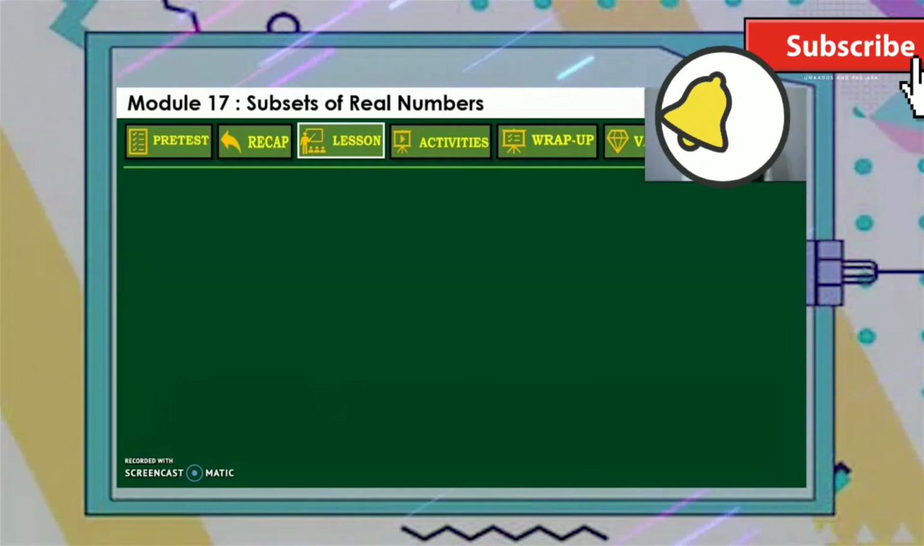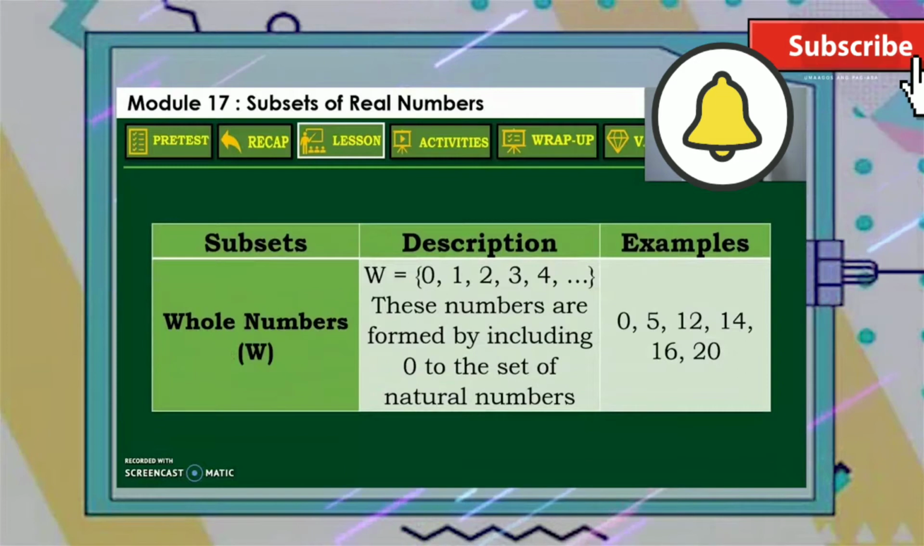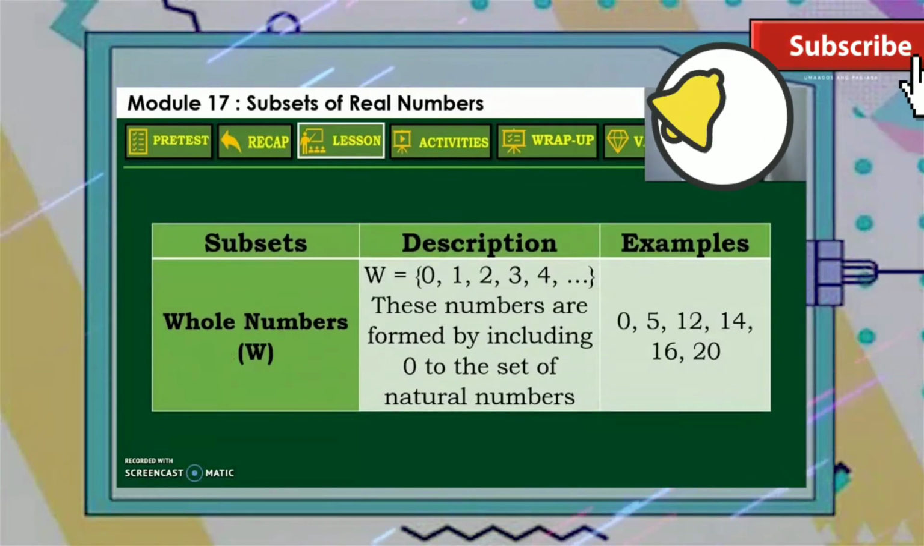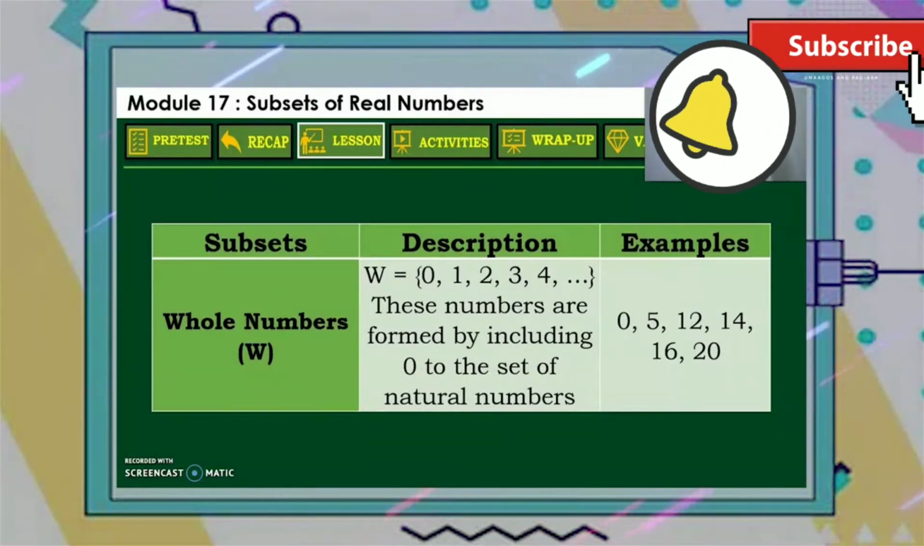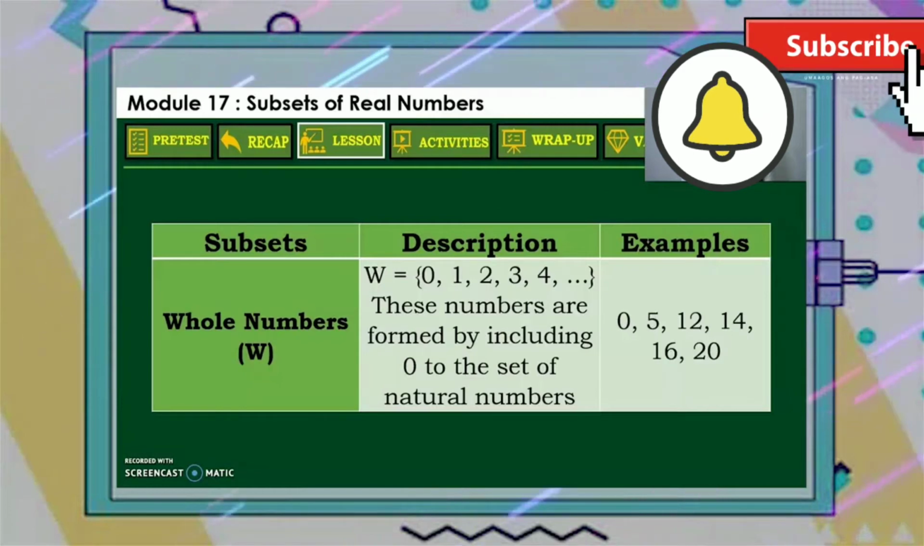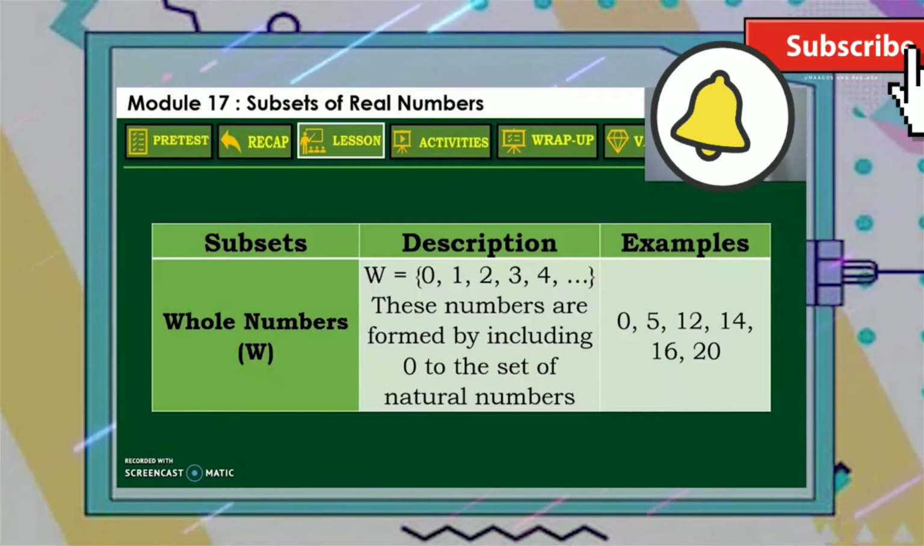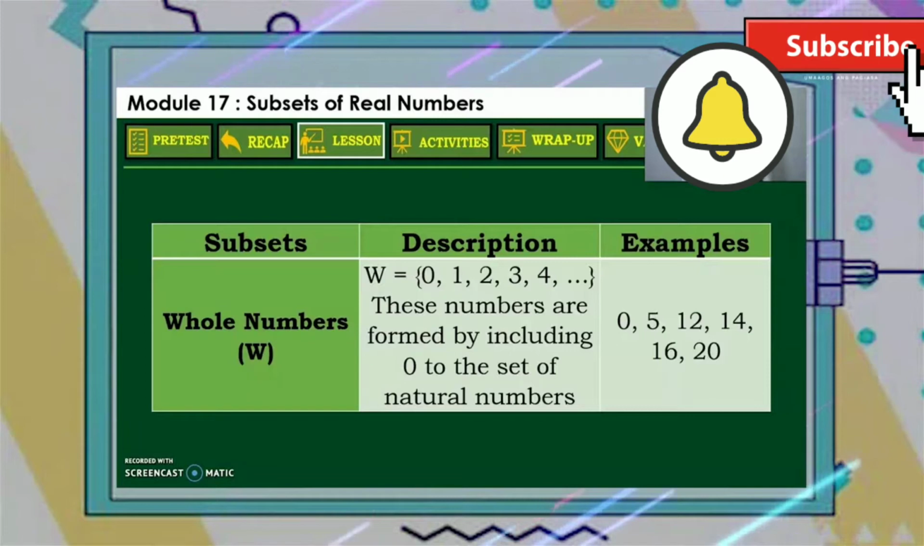The next subset of real numbers is what we call the whole numbers. So these numbers are formed by including 0 to the set of natural numbers. So when we include 0 in the natural numbers, these are called whole numbers. So examples of whole numbers are 0, 5, 12, 14, 16, 20, and so on.